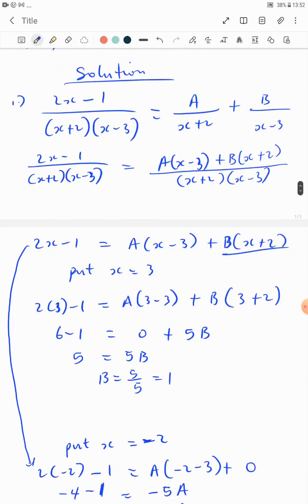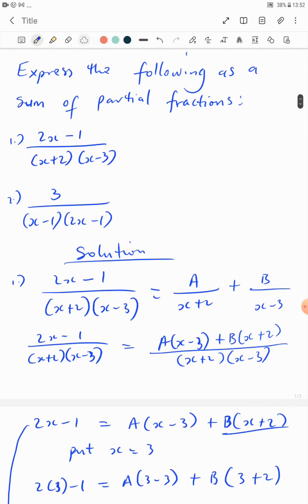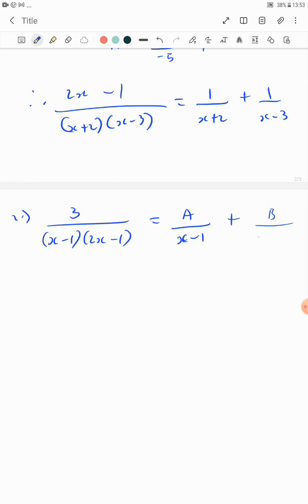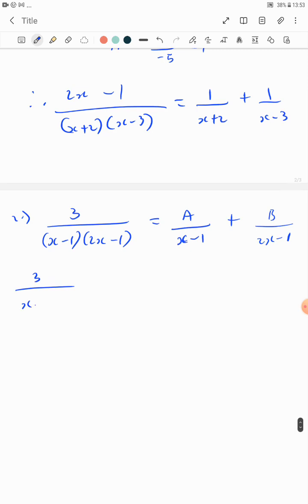Now number 2, let's take number 2. Let me duplicate that. So number 2, we have to split this also. So it's also linear denominators. So we have a over x minus 1, then plus b over 2x minus 1, and then we can say this will be 3 over (x minus 1)(2x minus 1).